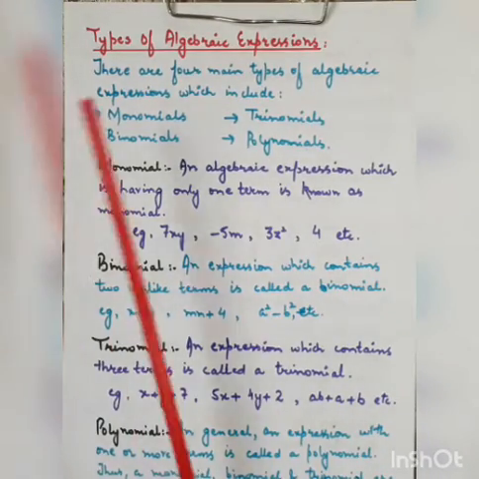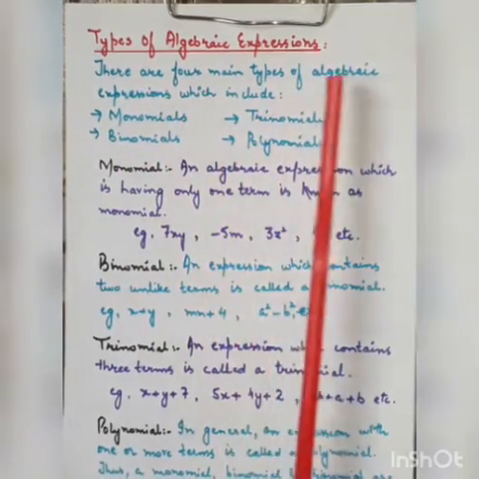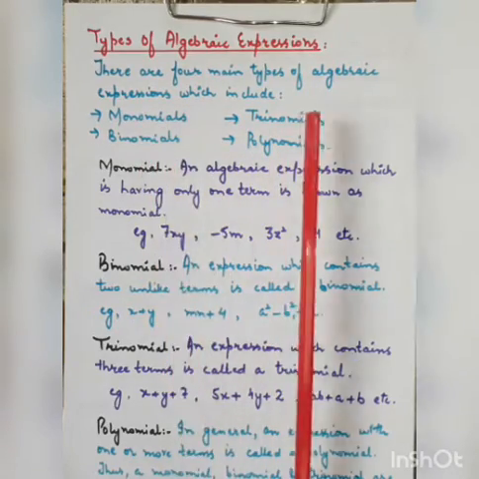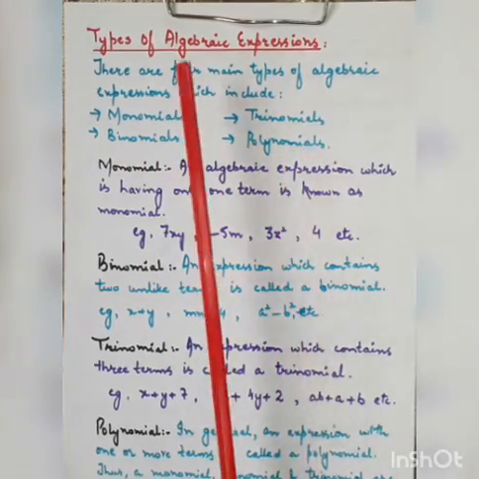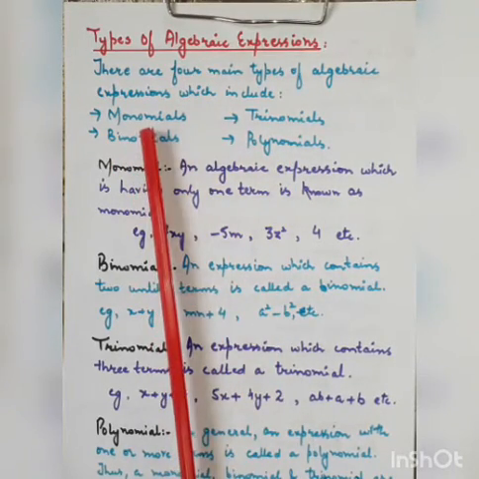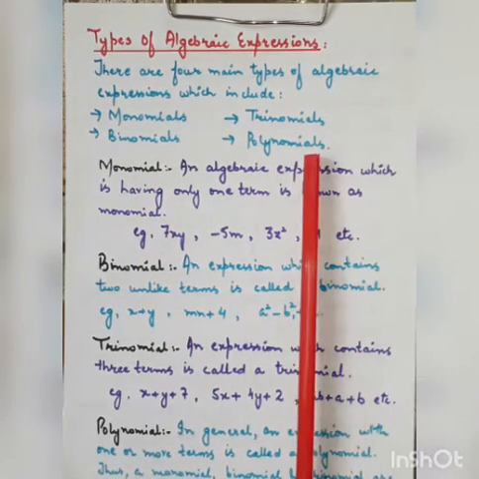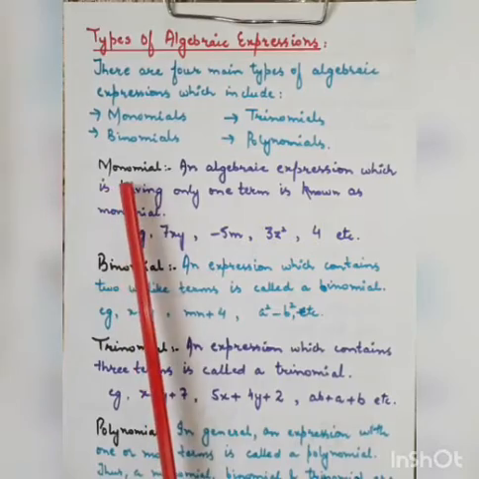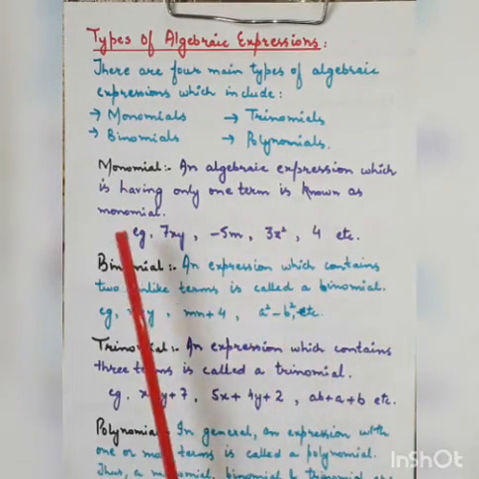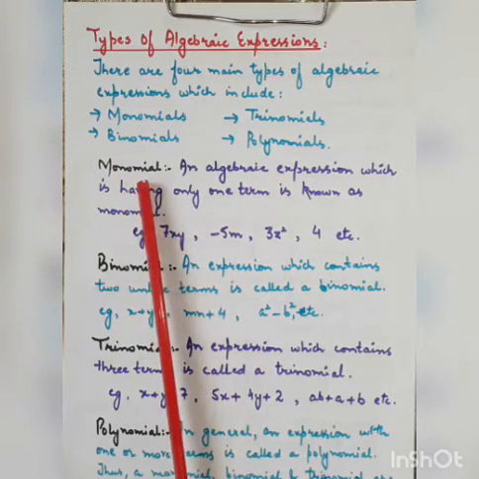Now next is types of algebraic expressions. There are four main types of algebraic expressions, which includes monomials, binomials, trinomials and polynomials. ये जो algebraic expressions है, mainly ये four types के है, जिनमें पहला है monomial, then another one is binomial, then trinomials and polynomials. So now what is monomial? An algebraic expression which is having only one term is known as monomial. एक algebraic expression जिसमें सिर्फ एक term हो, उसे हम monomial कहते हैं.